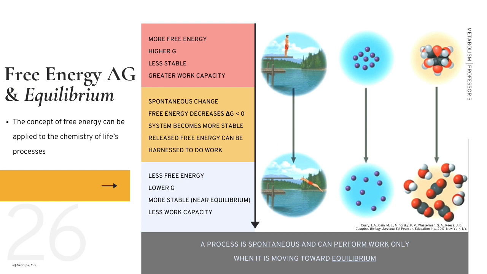Below these instances are a new set of instances after spontaneous change and work has been performed. As the free energy decreases, the system becomes more stable. The released free energy was harnessed to do work. The potential energy held within those systems was transformed into kinetic energy. The man dove into the water, or fell into the water. The molecules diffused down their concentration gradient, and the larger molecule was catabolized and became many smaller molecules. In these examples, there is less free energy and a lower G. This means that they are more stable and they're nearer to equilibrium, so they have less capacity to do more work. Remember, a process is spontaneous and can perform work only when it is moving toward equilibrium.